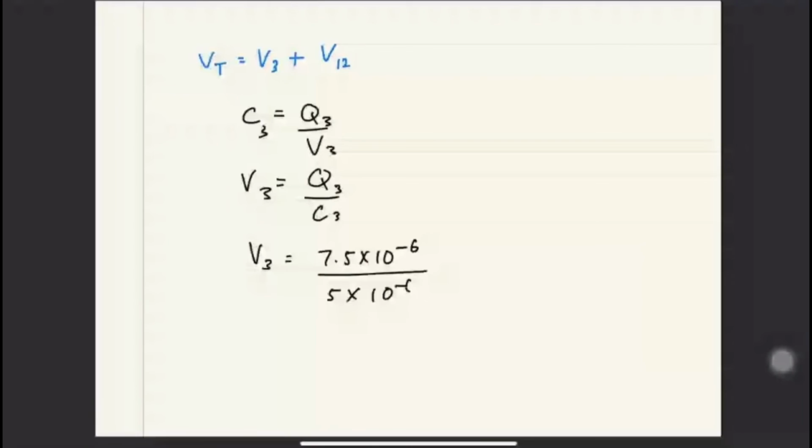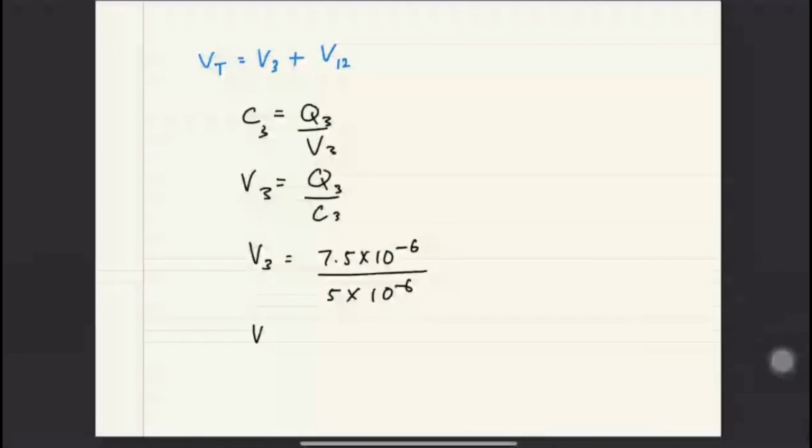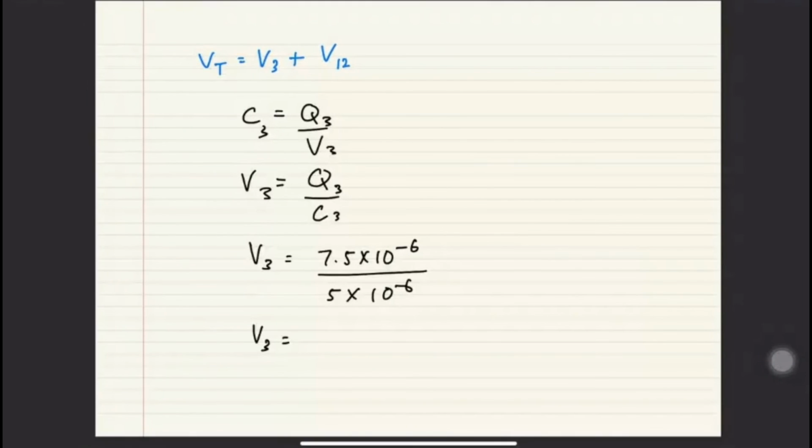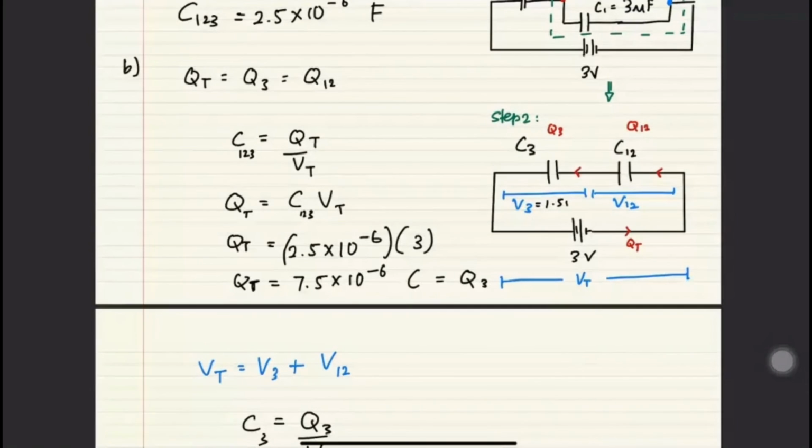Betul? Betul lah, C3 5. So 1.5. Betul? Okay, 1.5. Okay, correct. 1.5 volt. Okay, maksudnya kalau ini adalah 1.5 volt, straight away kamu tahu yang ini sama dengan apa? Kalau congak. Dapat 1.5. Yes. Sebab apa? Total dia 3, tolak 1.5 tinggal 1.5. Kalau total 3, tolak 2, tinggal 1.